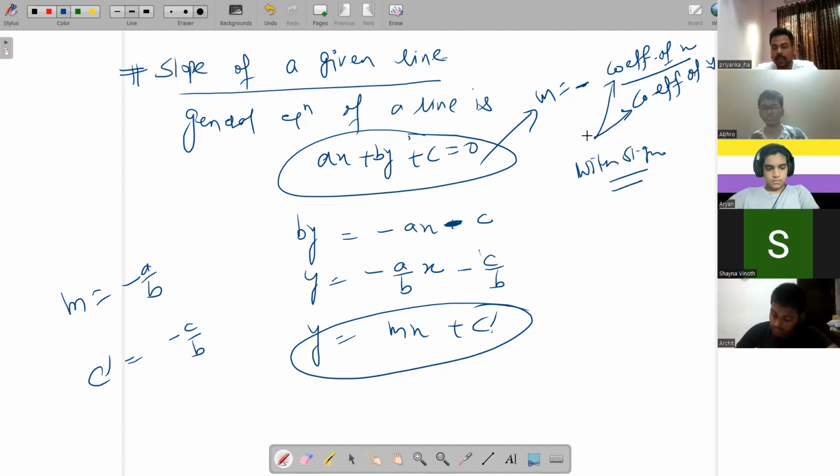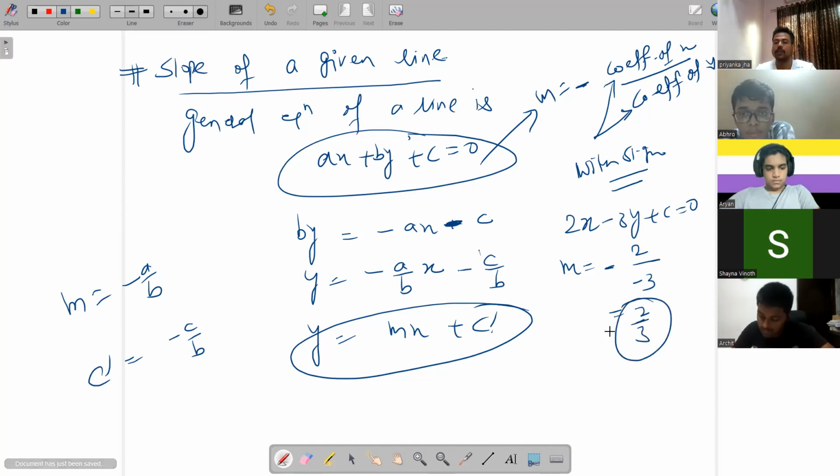b. See, if you have any line like this, 2x minus 3y plus c equal to 0, what would be the slope of this line? Minus coefficient of x, what is that? 2, upon coefficient of y, what is that? Minus 3. So this should be 2 by 3. That is how we find slope of a general line.